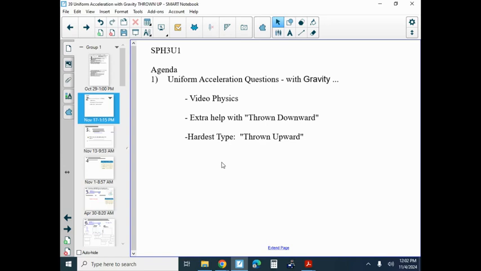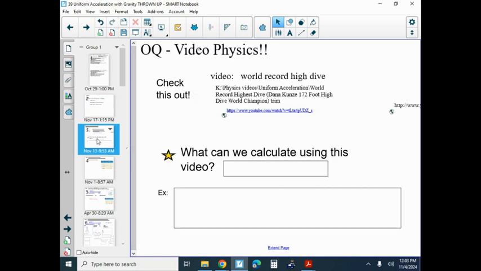Hello everybody, welcome to the next lesson in the motion unit. So we're going to look at a video physics example. I'll show you what that means. It means you just watch a video and you can take measurements from it and learn about the physics of the world around you. And then we're going to look at just a little extra help with the thrown downward kind of gravity questions, and then tackle the harder type, which is when an object is thrown upwards, analyze all the motion and so on.